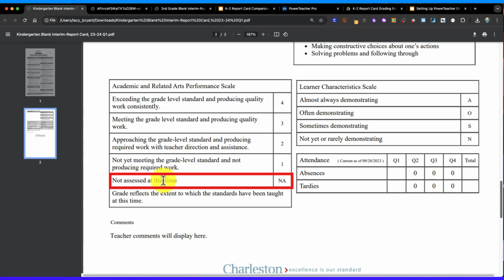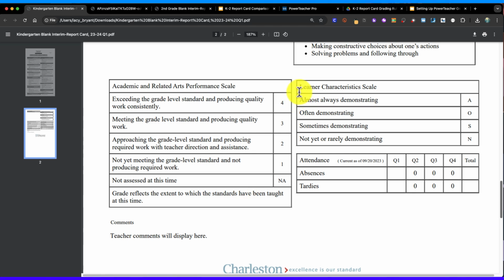The NA at the bottom of this scale should be used when courses or standards have not been taught by the teacher. That, for example, would be if a teacher teaches social studies 4.5 weeks and science the next 4.5 weeks. Science standards would be marked NA during the first progress report. Please only use the NA when standards have not been taught, not when a student is struggling to meet that standard. If a student is struggling, please use the 1, 2, 3, 4 scale listed above.